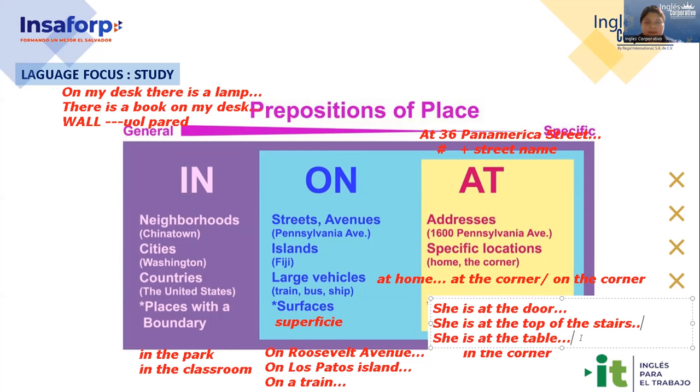So she's at the table. She's ready to eat, right? Está lista para comer. She's at the table. No quiere decir que está sentada sobre la mesa, ¿verdad? Que está lista. Ya sirvieron la comida. So she's at the table. Or she's waiting, right? At the table. O está esperando. Okay, so now let's continue.